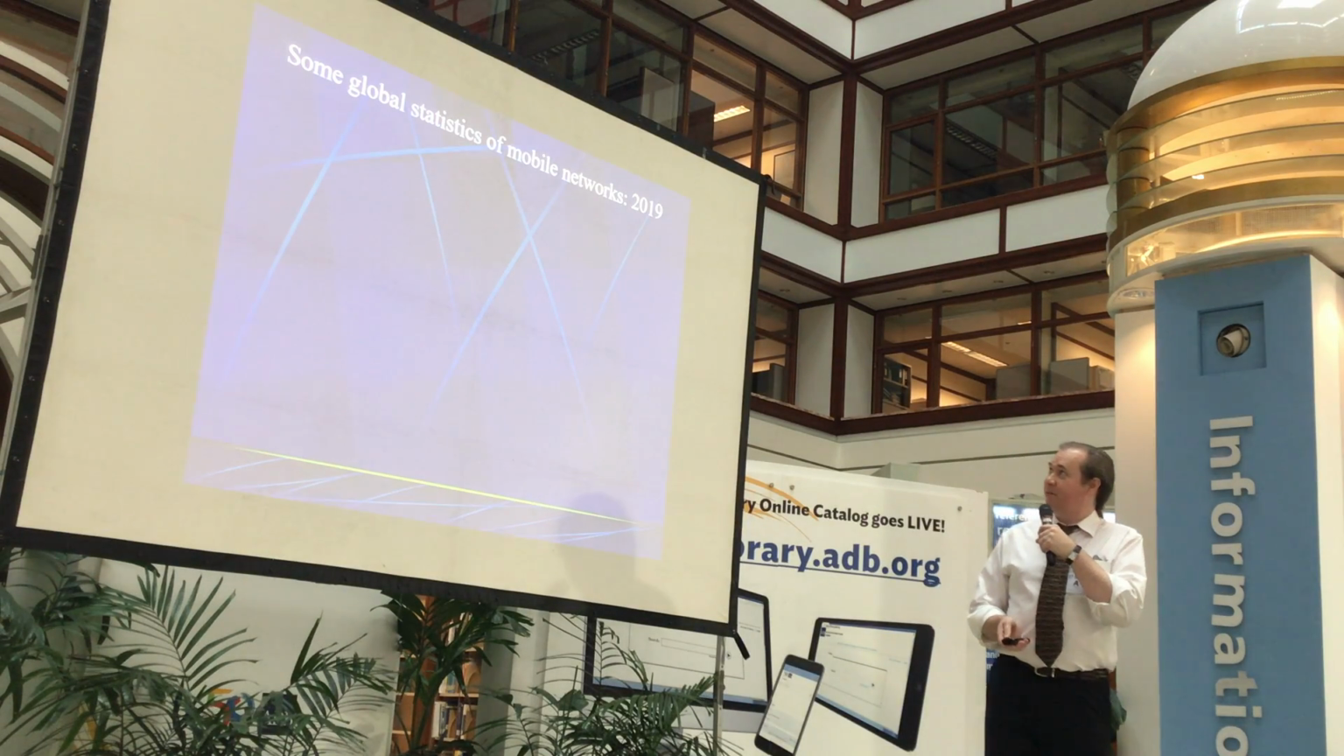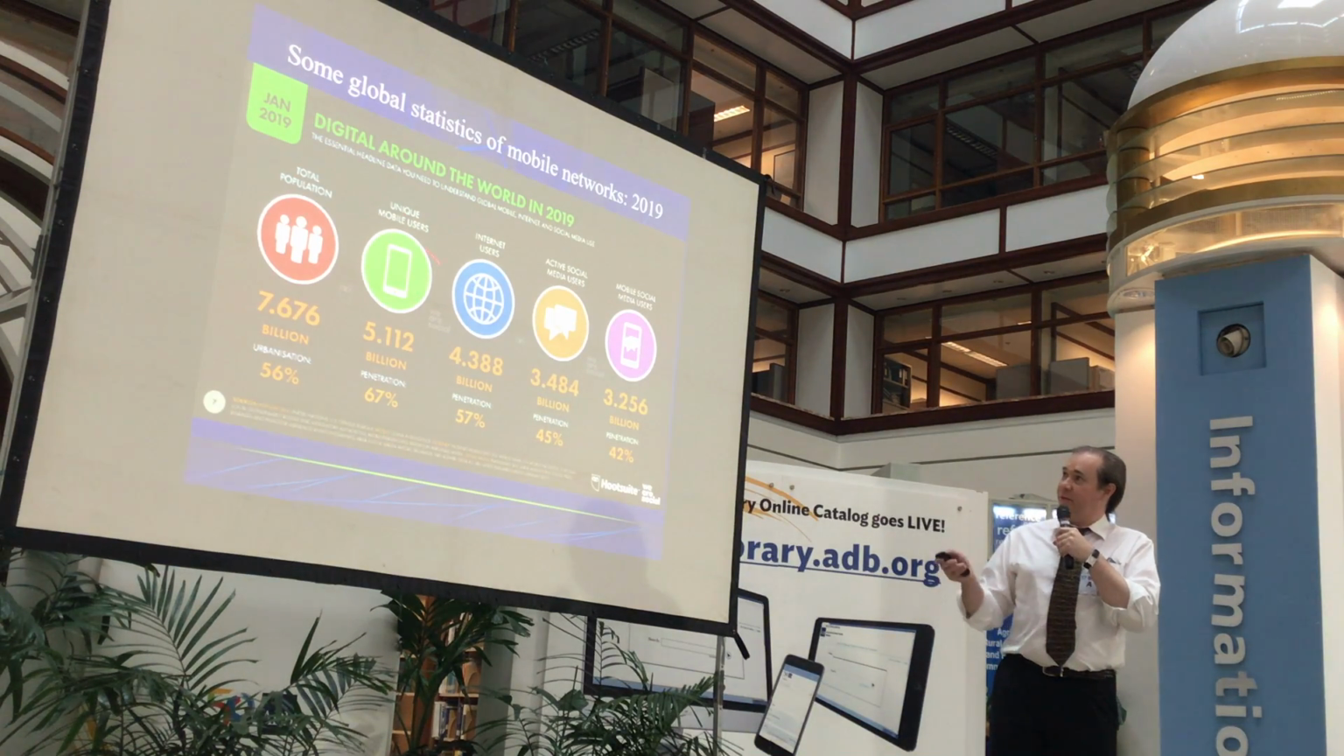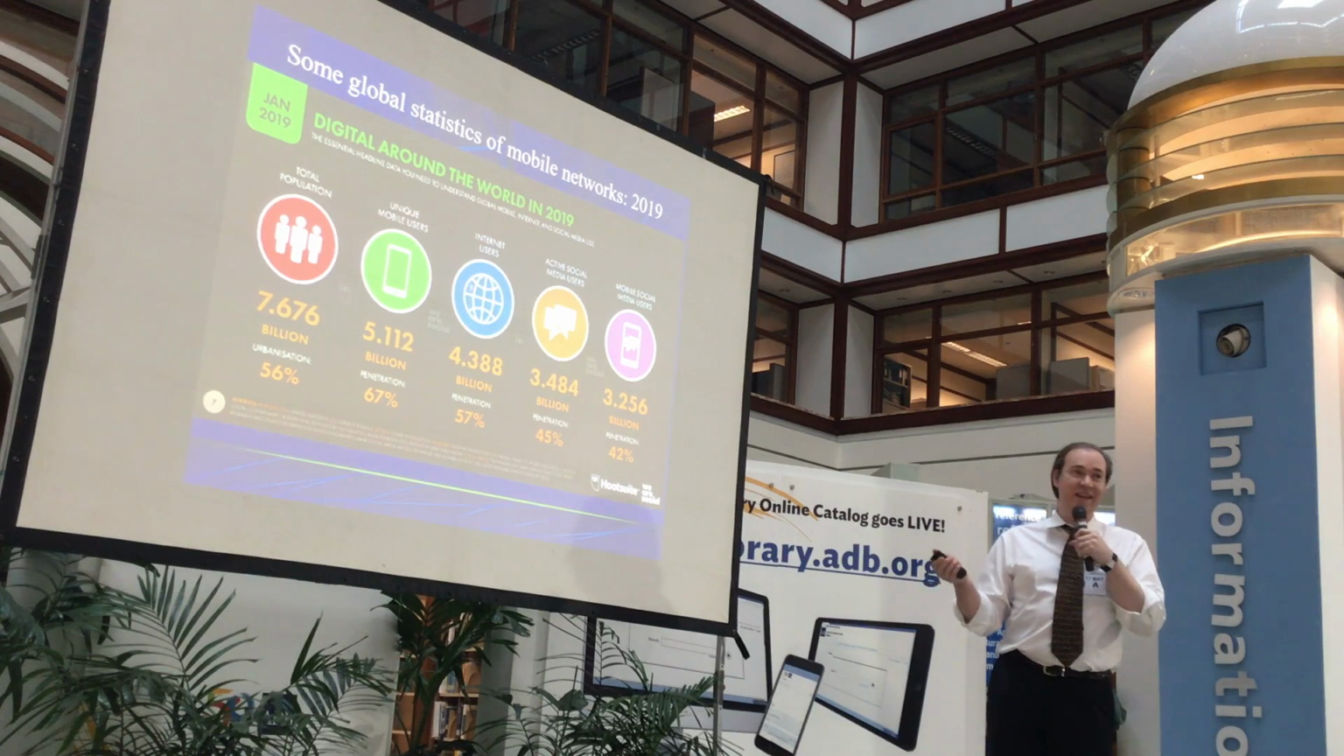Some global statistics of mobile networks in 2019, from January 2019, if there's about 7.7 billion people, notice the most hegemonic technology is not the internet, it is actually the mobile phone.